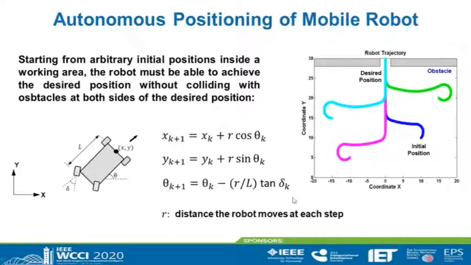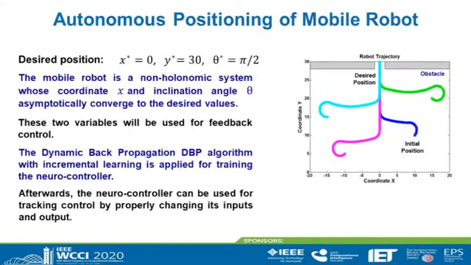These equations represent the motion equations of the mobile robot. X and Y are the coordinates of the center of the rear axis. Theta is the inclination angle of the robot, and delta is the steering angle of the steering wheels, the front wheels, and is the control input. R represents the distance the robot moves at each step.